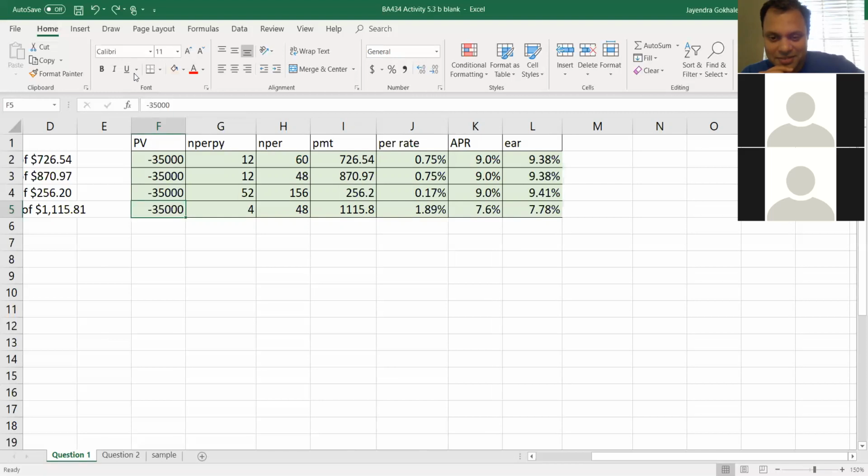The NPRPY, yes? Yeah, NPRPY. I was just reading it wrong. So now Patrick also asked me the same question. NPRPY is the number of periods per year. How many periods per year do you compound the payments? So in a year, we have 52 weeks or 4 quarters or 12 months. That's all that we need.